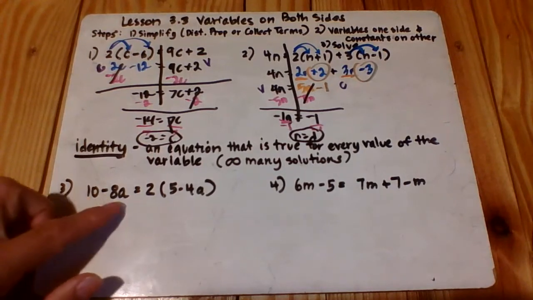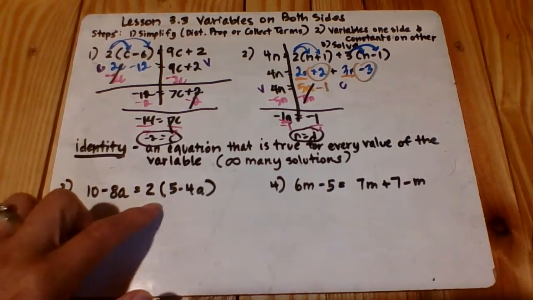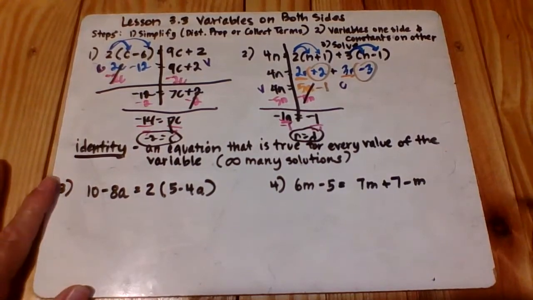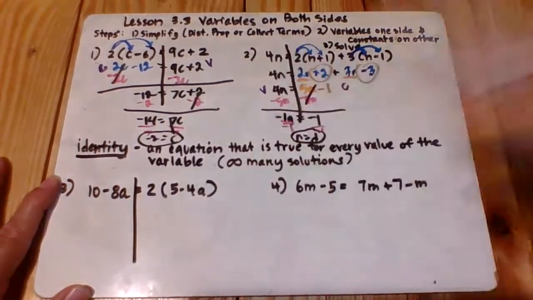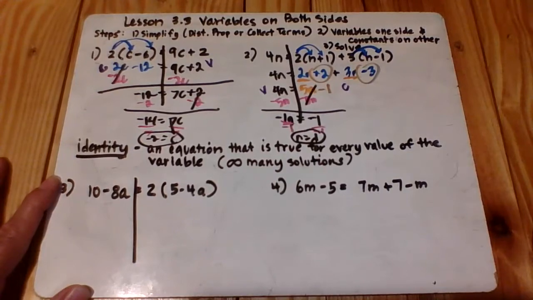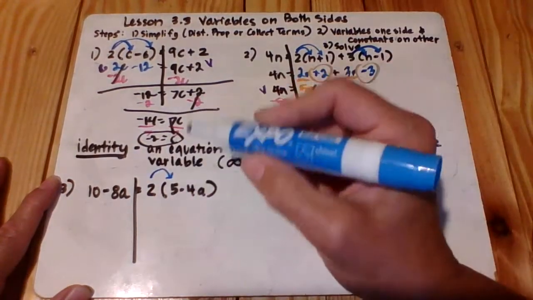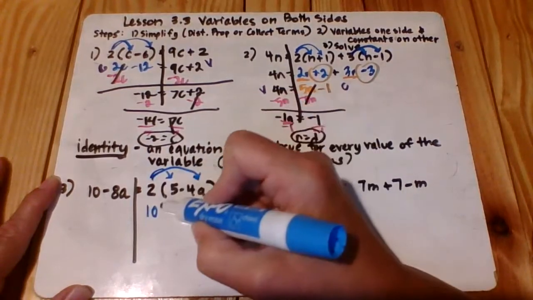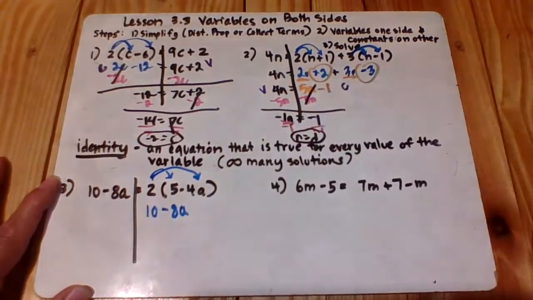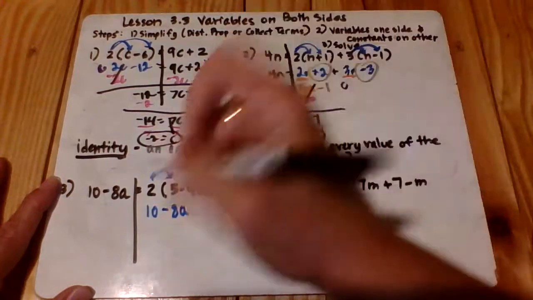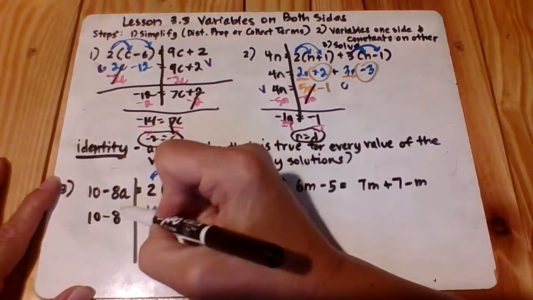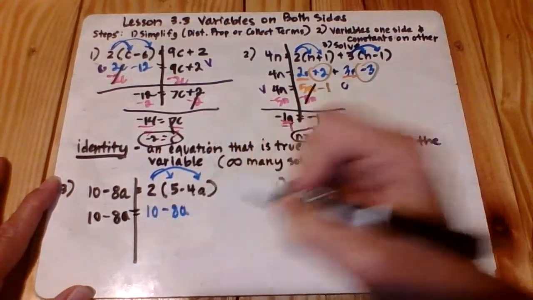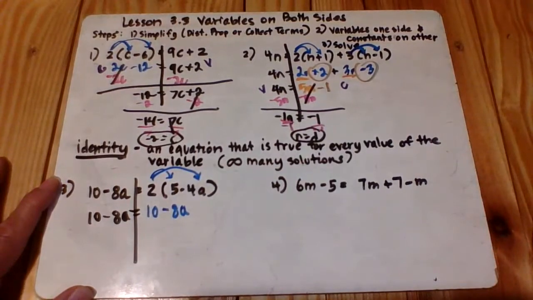So I have 10 minus 8a equals 2 parentheses 5 minus 4a. All right, let me put my line down the center, all about keeping balance. It looks like I've got a distributive property to do. So I have 2 times 5, which is 10, and I have 2 times negative 4a, which is negative 8a. I bring the other ones down, and I have 10 minus 8a equals 10 minus 8a. Oh, that's interesting.